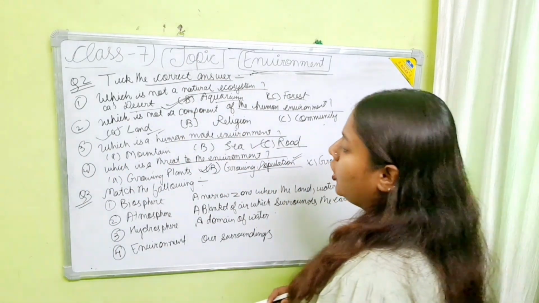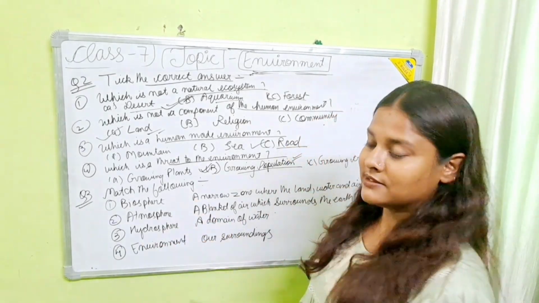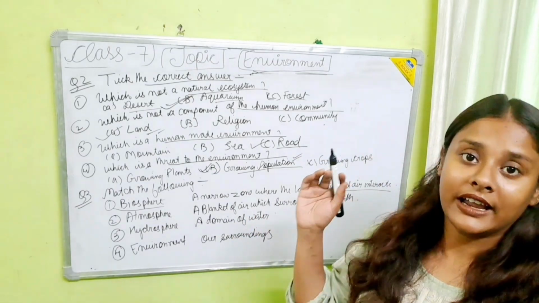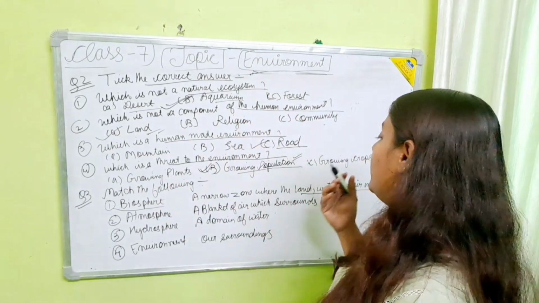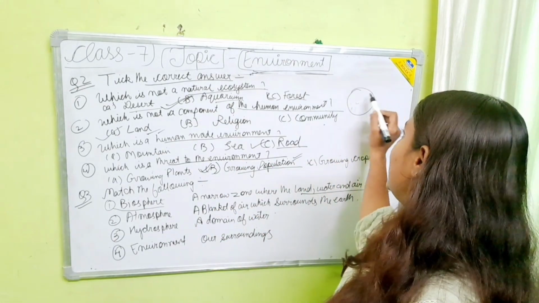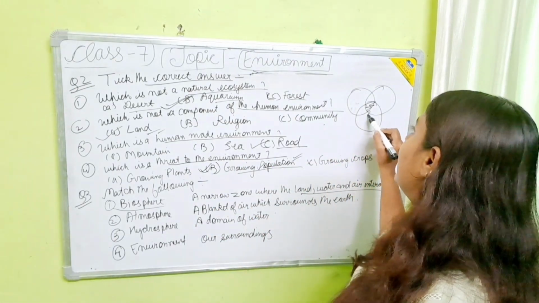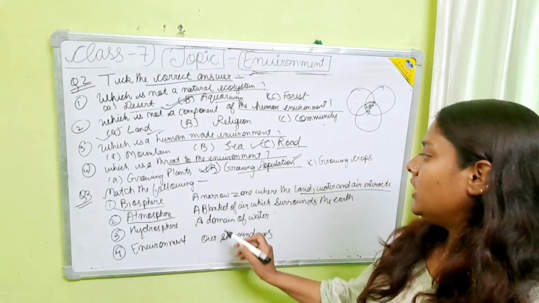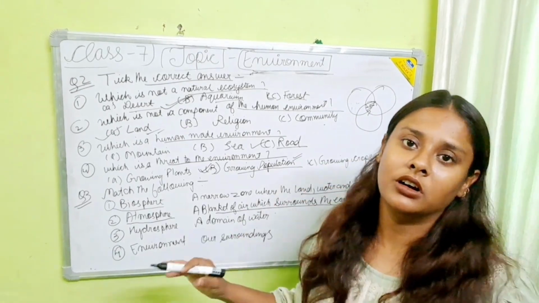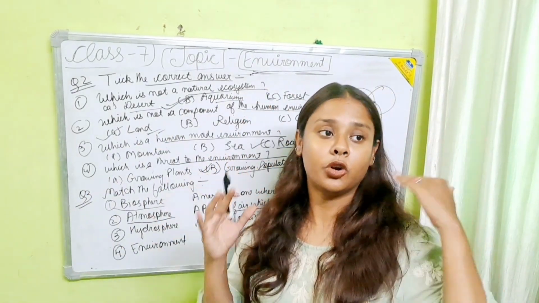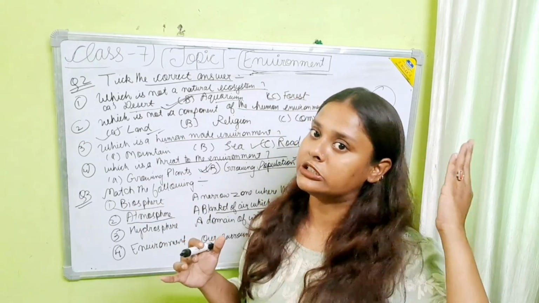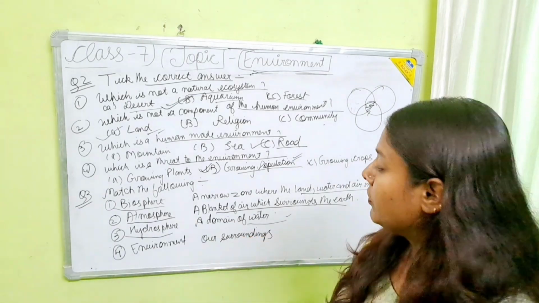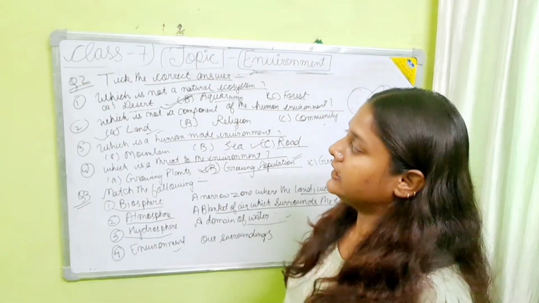Now, match the columns. I have already written the correct answers in front of them. When we talk about biosphere, a narrow zone where the land, water and air interact and where the life exists. When we talk about biosphere, just remember this diagram. When these three interact and here life exists, this is known as biosphere. When we talk about atmosphere, a blanket of air that surrounds the earth. It is a blanket that surrounds the earth and protects the humans from the scorching heat of the sun. Hydrosphere, domain of water. Environment, our surrounding.